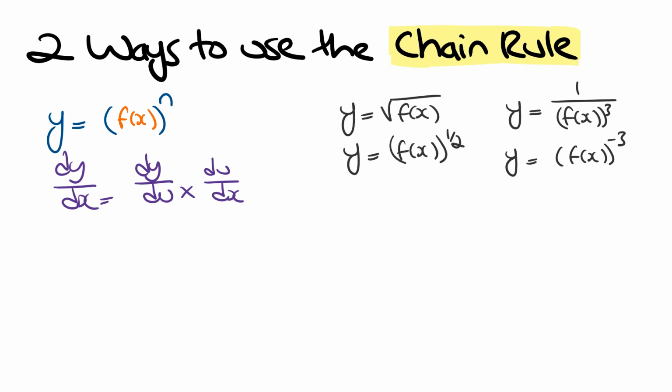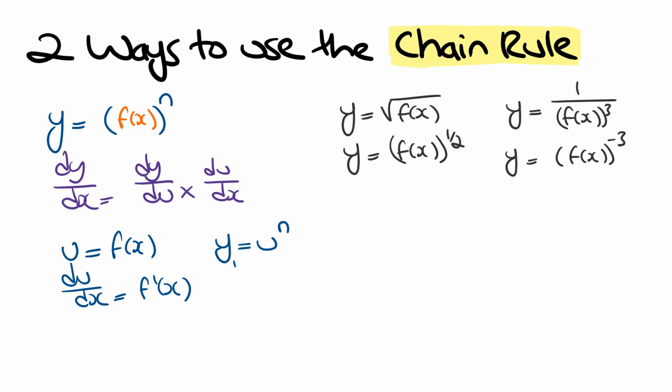Once you've got the function written in power form, then what we do from here is that we let u equal f of x. And so du/dx is going to be the derivative, which is f dash of x. Now since we let u equal f of x, we can write the function y in terms of u. And so we can write that y is going to equal u to the power of n. And so dy/du, deriving this, is going to be n times u to the power of n minus 1, which is simply using the power rule to differentiate.